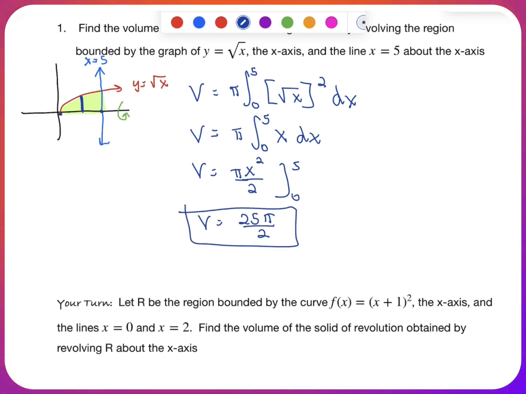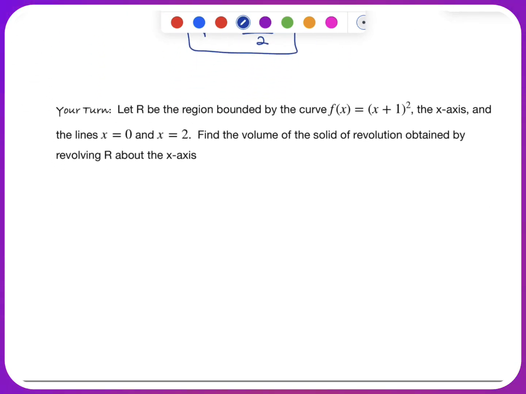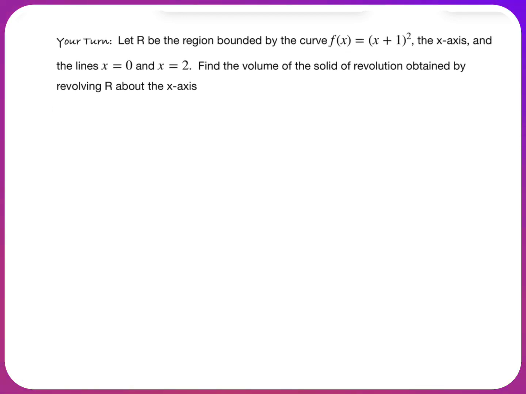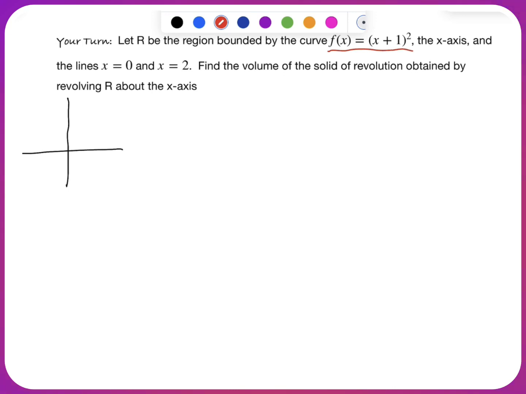Okay, you try this one. We're going to let R be the region bounded by the curve f of x, the x-axis, and the lines x equals 0 and x equals 2. We're going to find the volume of the solid of revolution attained by revolving the region R about the x-axis. So again, start by drawing your picture. We're going to draw f of x, which is a parabola, moved to the left one. The lines x equals 0 and x equals 2 are the next things we need to draw. And so the region between them would be this shaded region.